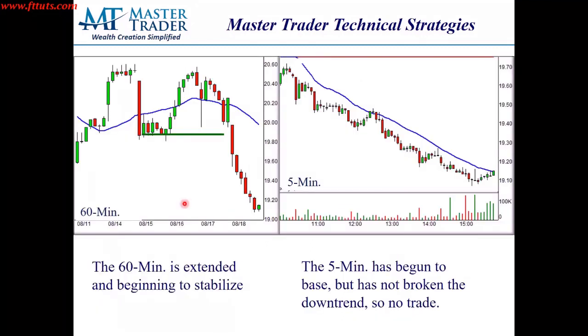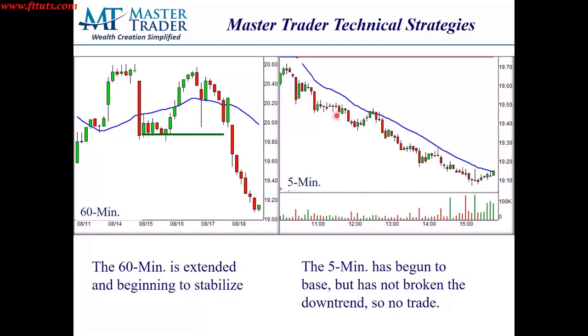So here we have an example of a 60-minute time frame that's extended from the 20. It's extended from any resistance and has moved down to become climactic. And then it began to stabilize. So this would lead us to the thought of, okay, this is something that I'm going to want to consider for an intraday trade, a counter trend intraday trade for prices to move back up.